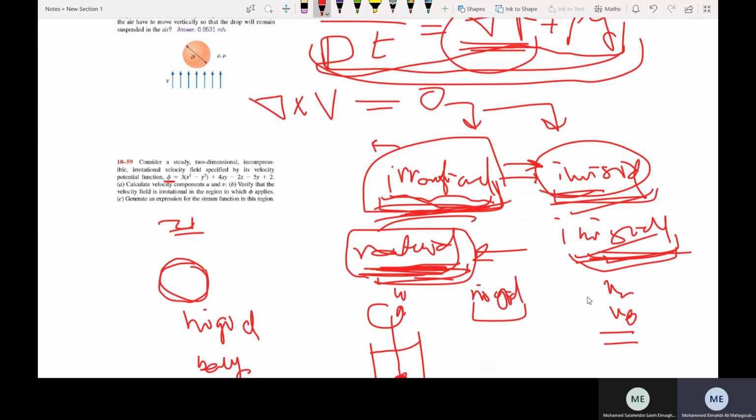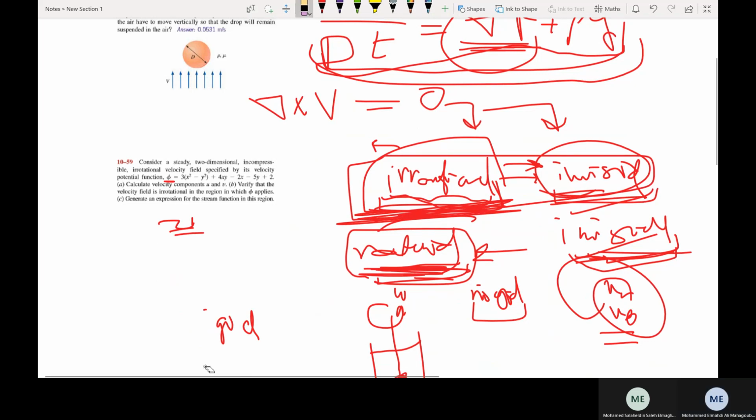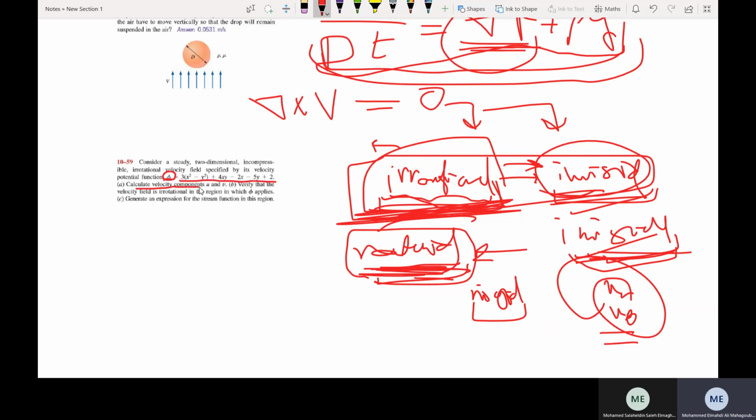I have the velocity potential, and I want to calculate these components. The flow is irrotational, so I can use the velocity potential, and this is the velocity potential, this is its equation. Calculate the velocity components u and v from this velocity potential.